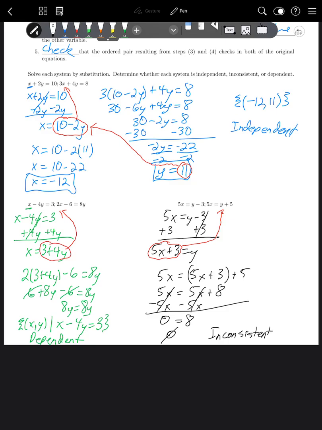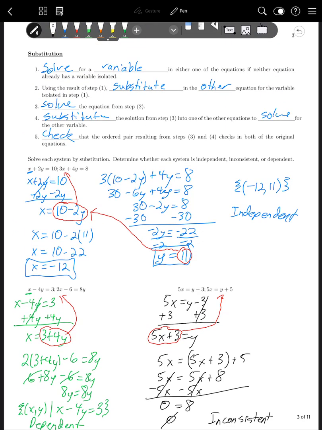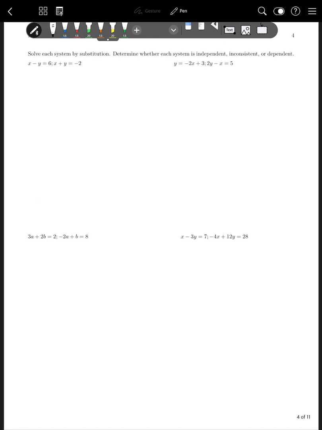Okay. So that's the idea of how to use the substitution method and what the different answers could look like. So what I'd like you to do at this point is flip over to page 4. You can pause the video at this point, try these 4 example problems on your own, and then once you're done with them, we can go through them together.